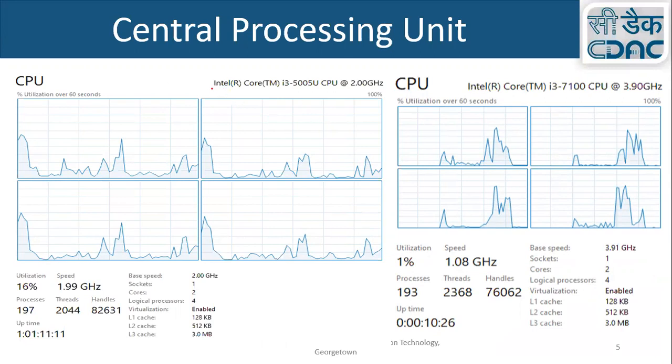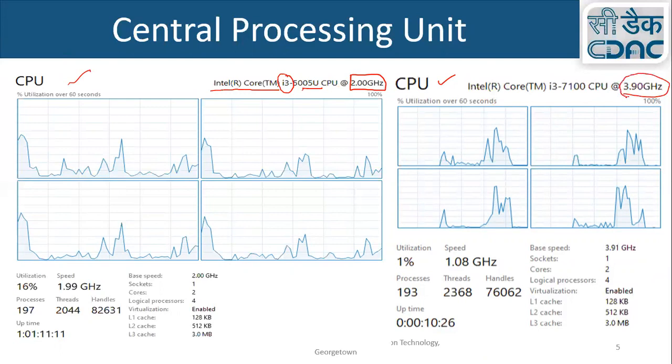This is the company name of the CPU. This is the i3 processor. This is a model number. And this is one important number, that is 2.00 gigahertz. This is one type of CPU. Here another CPU is shown, and its speed is 3.90 gigahertz.